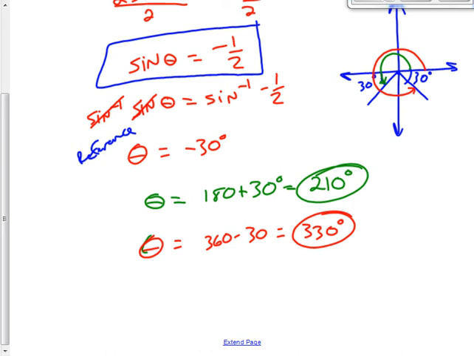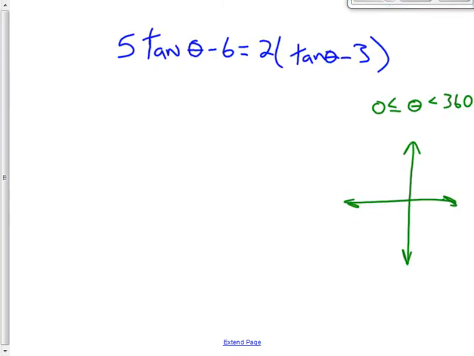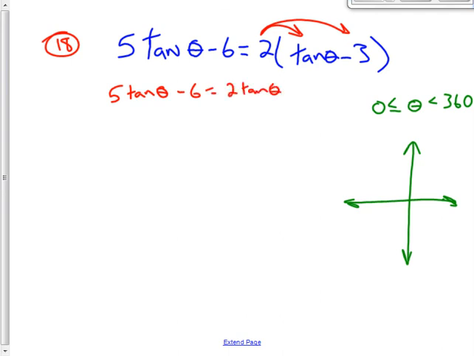This is number one on your worksheet, by the way, as well. When I go to the last example here, I've got a similar problem to the distributive property problem that I had. This problem on your worksheet is actually number 18. I have a distributive property here. So I've got 5 tangent theta minus 6 is equal to 2 tangent theta minus 6. I'm going to add 6 to both sides. Hopefully this is ringing a bell.